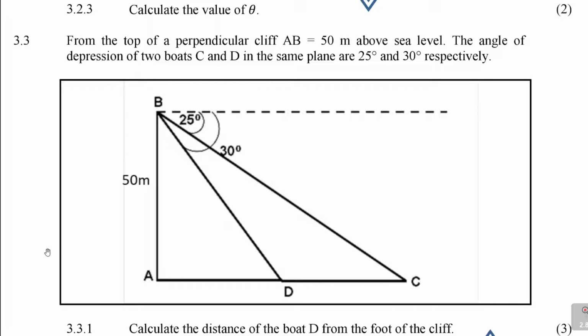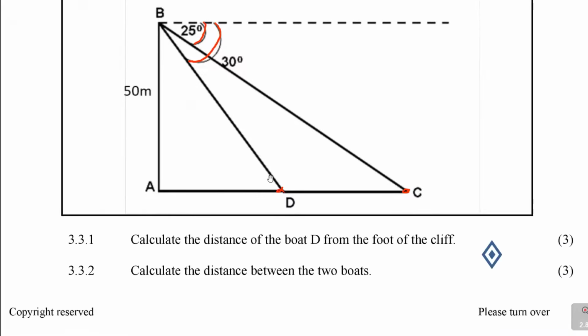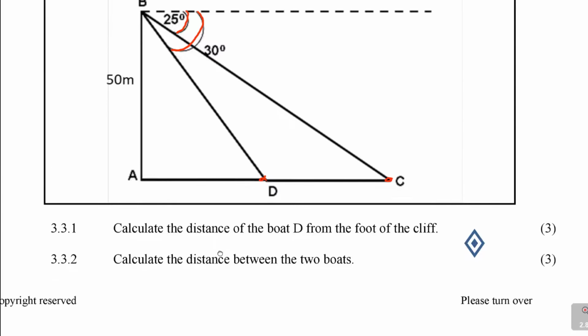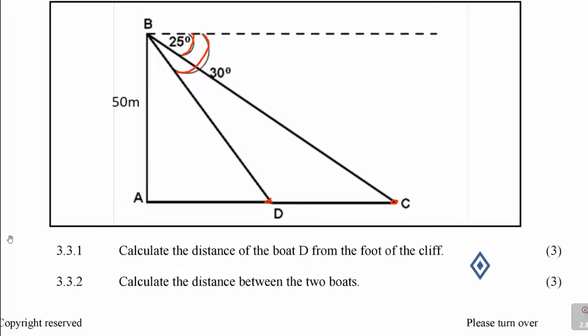So they are saying if you want to look at D down there, the angle for you to look at D is 30 degrees, and the angle for you to look at C is 25 degrees, the angle of depression. So what are they saying? They're saying calculate the distance of the boat D from the foot of the cliff. So they want you to find this distance, which is AD, from here to there.